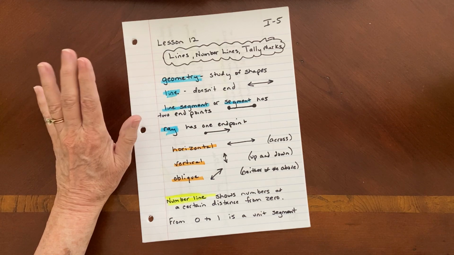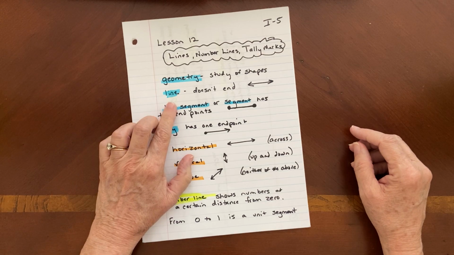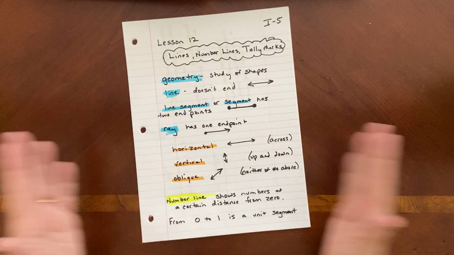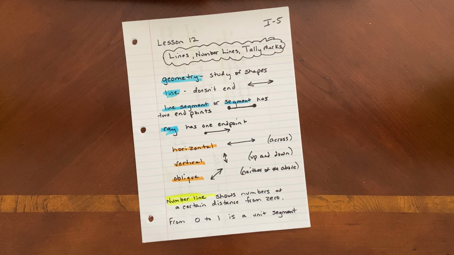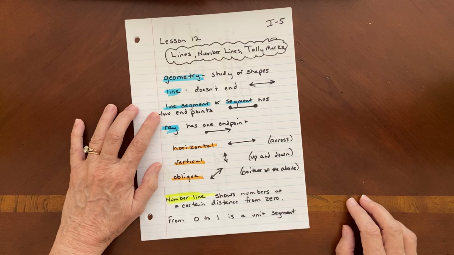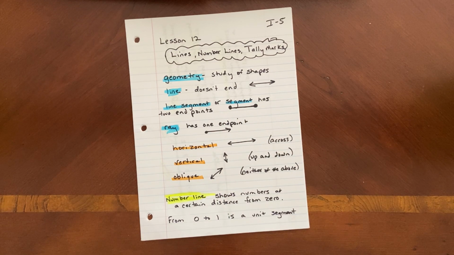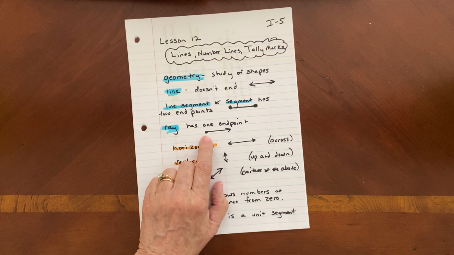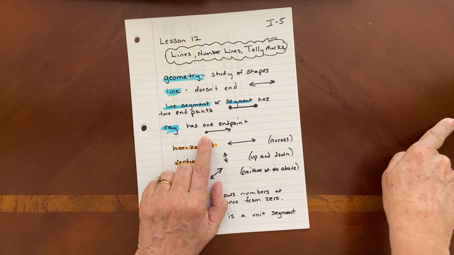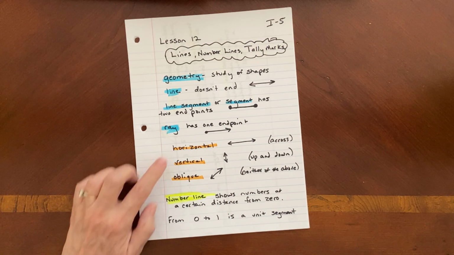Okay, so bunch of vocab words. Geometry is the study of shapes. A line never ends. It's very straight and it doesn't have any kinks or curves or bends, but it doesn't end. It goes on forever on both sides. A line segment has two endpoints. So it's just a piece of a line with definite endpoints. A ray has one endpoint and then it goes on forever, but only that way.